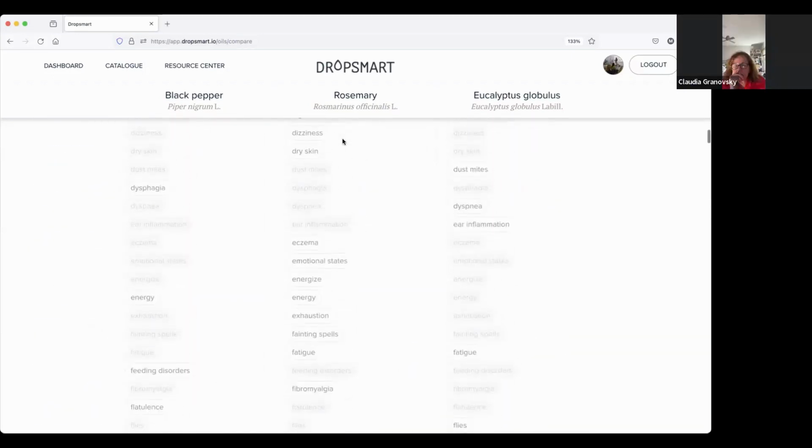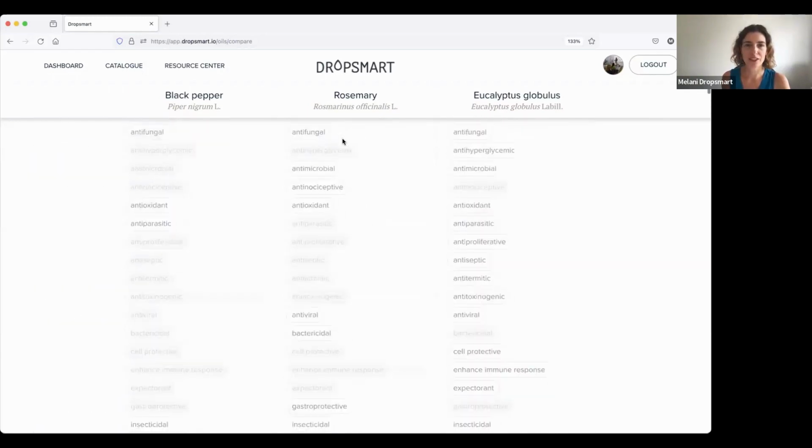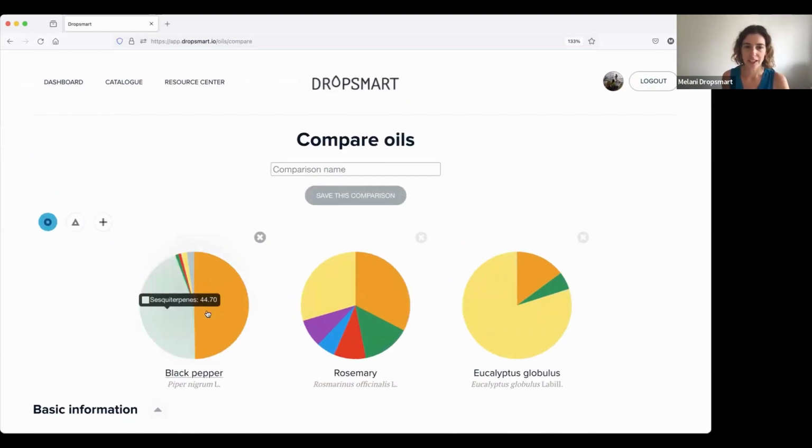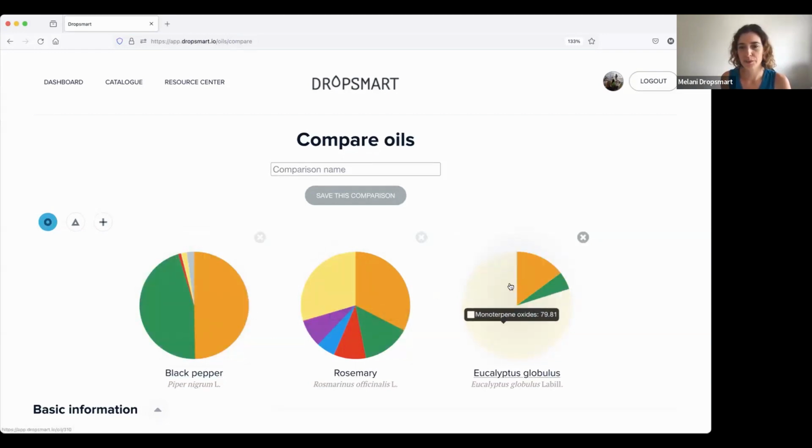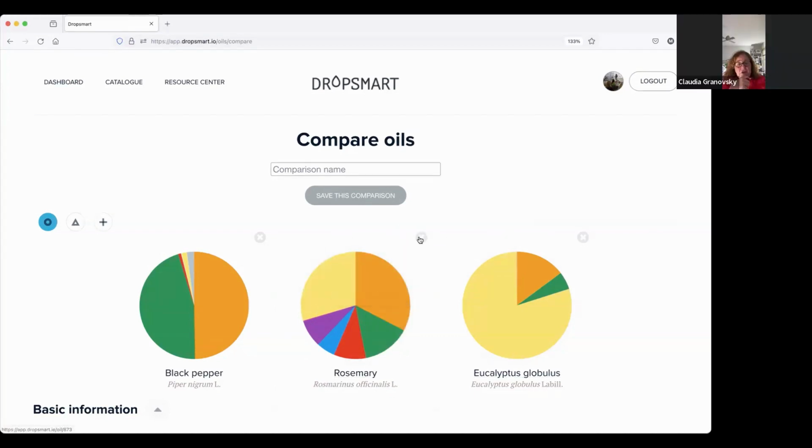But if you take a look a little bit, and that's why I love the comparison tool, because it can quickly show you. I have the main constituents of black pepper in rosemary, and I have the main constituents of eucalyptus globulus in rosemary. So I would not mix that because it doesn't make sense for me. I would not put anything in there that I already have in rosemary. So, or not use black pepper then.